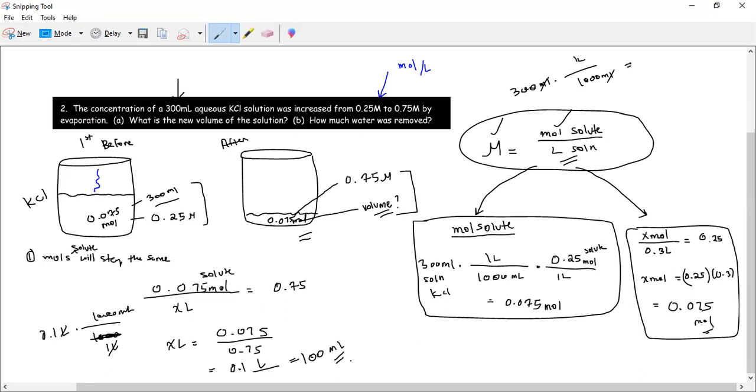And that is your solution, and that's your volume for this guy after the evaporation took place. And then, of course, it's asking how much water was removed. Well, you started with 300 milliliters, and of course, you were left with 100 milliliters, which means 300 minus 100 in terms of milliliters is 200 milliliters. So 200 milliliters evaporated.